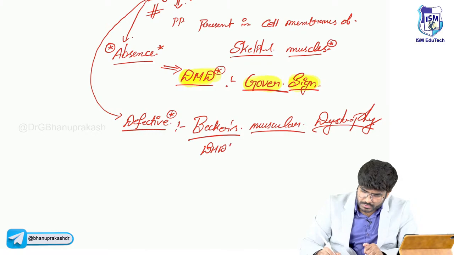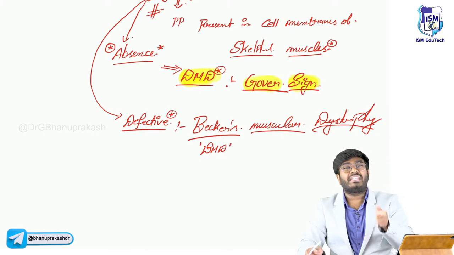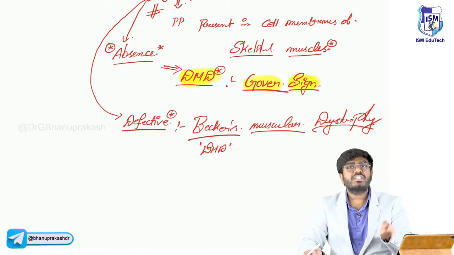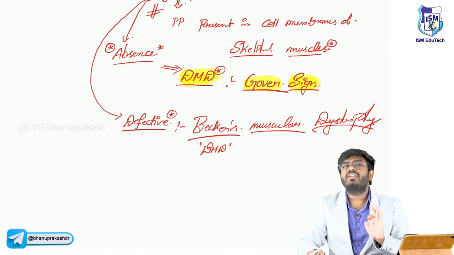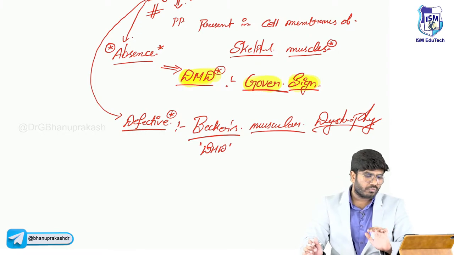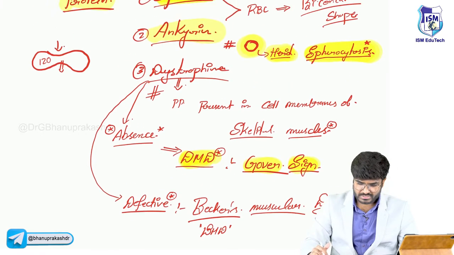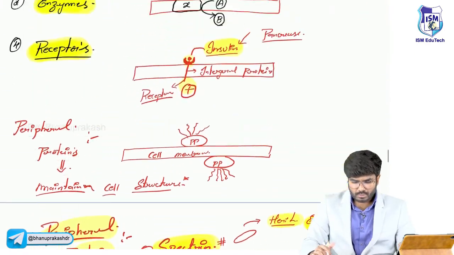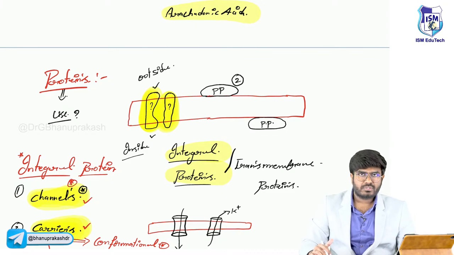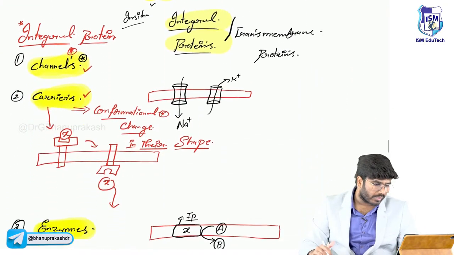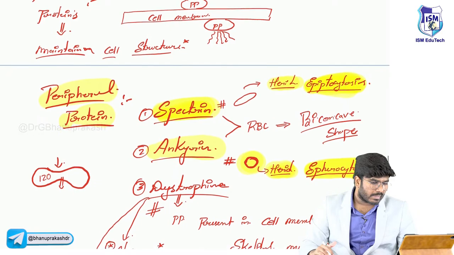BMD, Becker's muscular dystrophy, is due to defective dystrophin. Duchenne's muscular dystrophy is due to complete absence of the dystrophin. But at the end of the day, the point I want you to know is that dystrophin is a peripheral protein. I have discussed the integral proteins as well as the peripheral proteins. Important peripheral proteins are also completed.